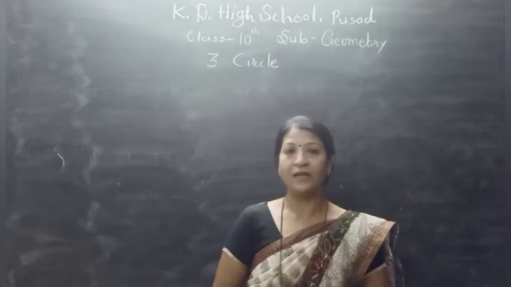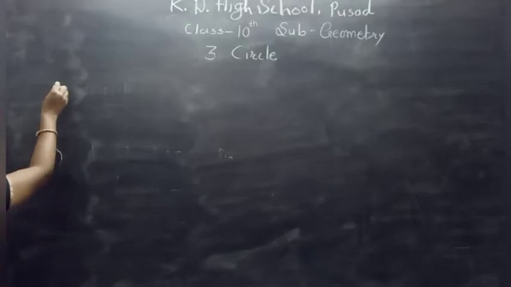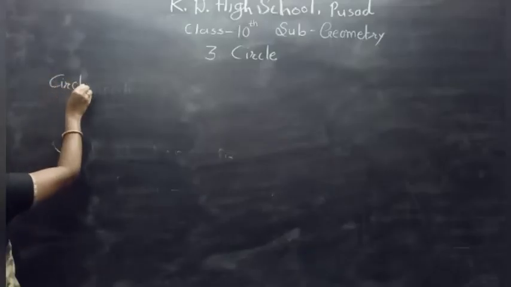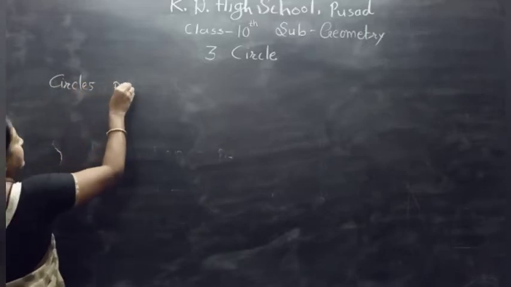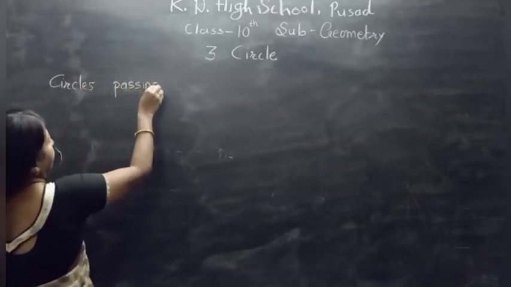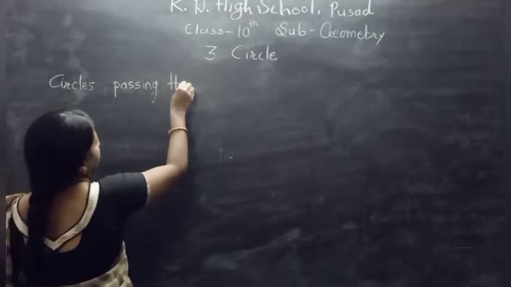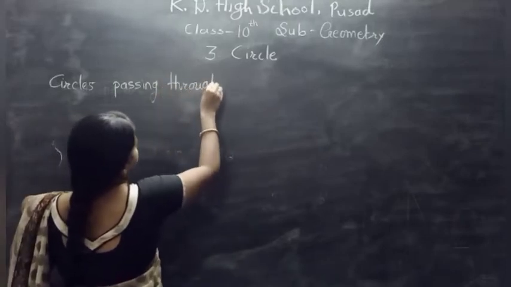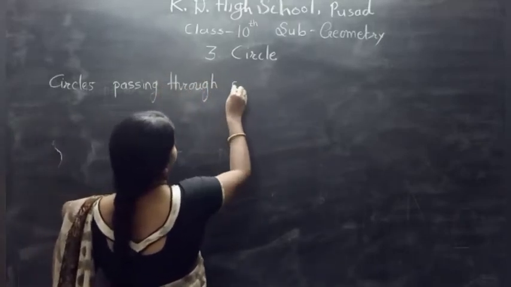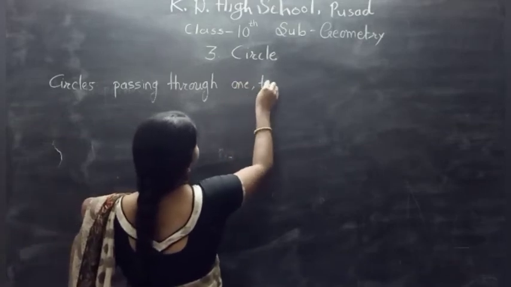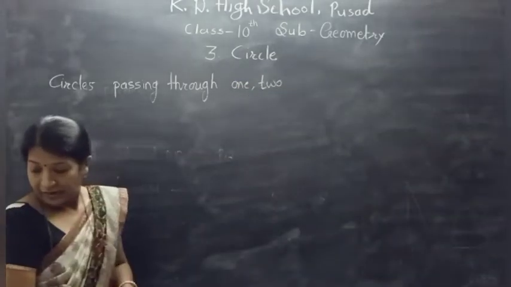Now let us start. Points. Circles passing through one, 2 and 3 points.